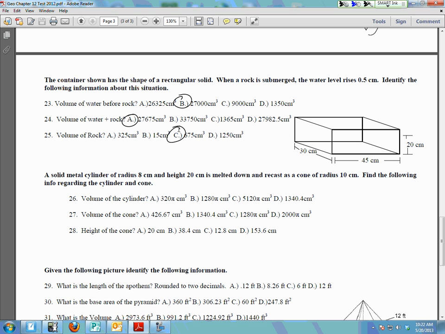Here it says a solid metal cylinder of radius 8 centimeters and a height of 20 centimeters is melted down and recast as a cone of radius 10 centimeters. Find the following info regarding the cylinder and cone. Volume of the cylinder. Okay, well, volume of the cylinder is pi r squared h. A cylinder has a radius of 8 centimeters. So you got pi r squared would be 64, and h is going to be 20. So I multiply that out.